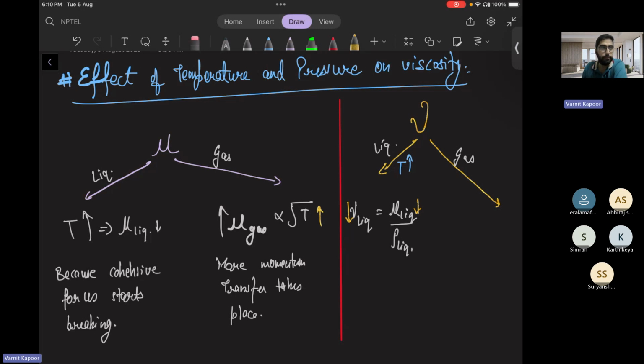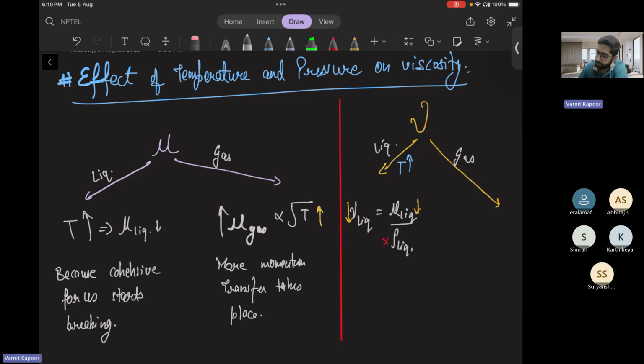For liquid, with the increase or decrease in temperature, the density changes by a very small amount. Like we have seen in the previous tutorial as well, at 0 degrees Celsius it was 1000 kg per meter cube, whereas at 20 degrees Celsius it's 998 kg per meter cube. So it was a very minor change, more or less negligible. There is no significant change in the density of the liquid with increase in temperature.